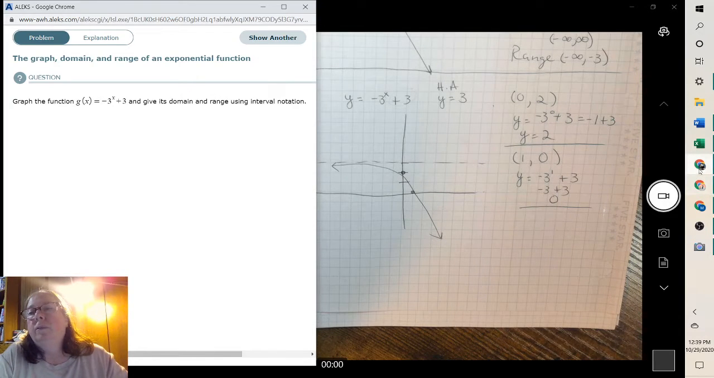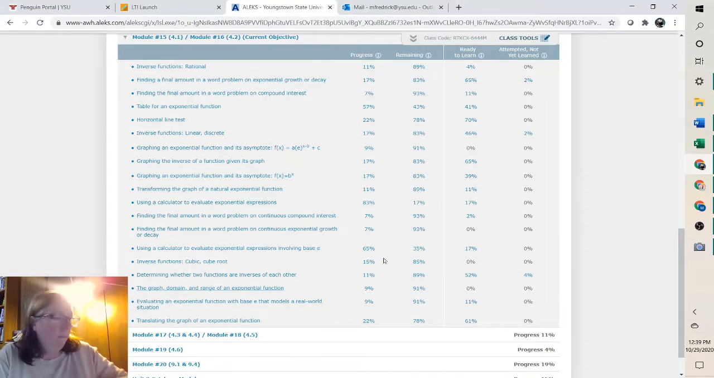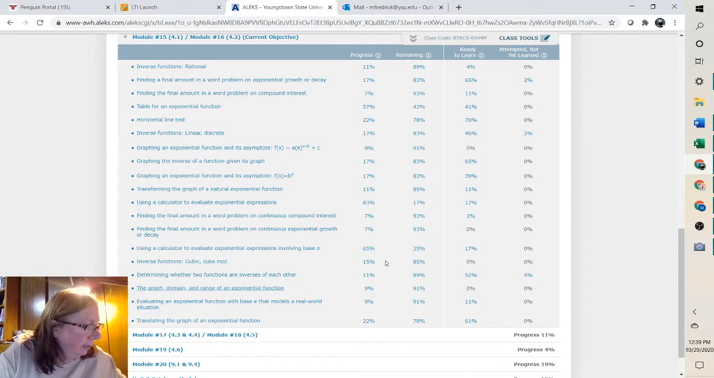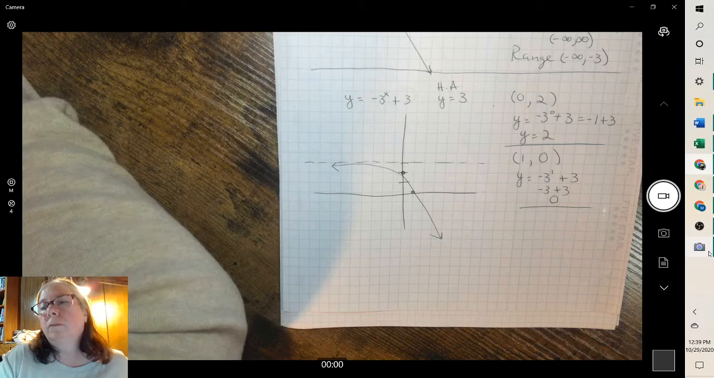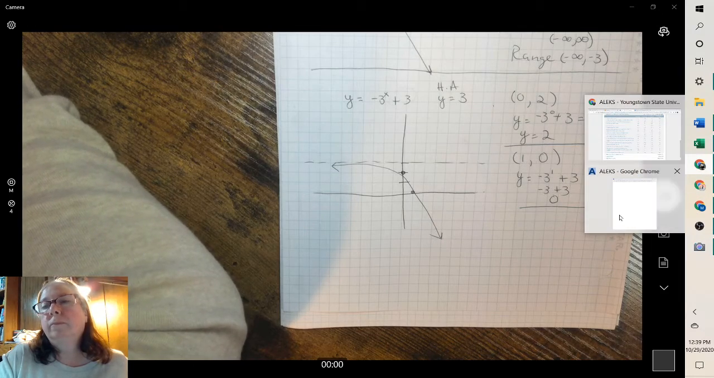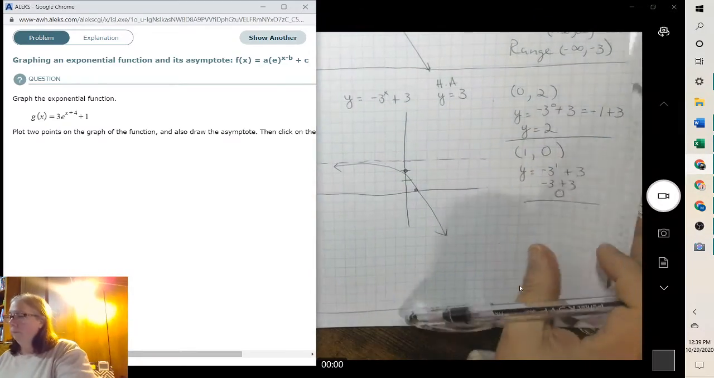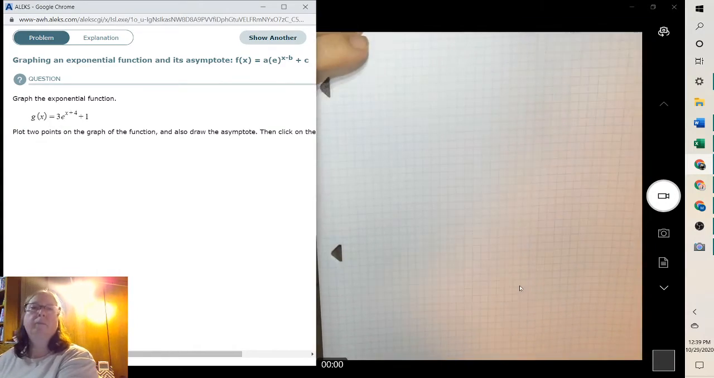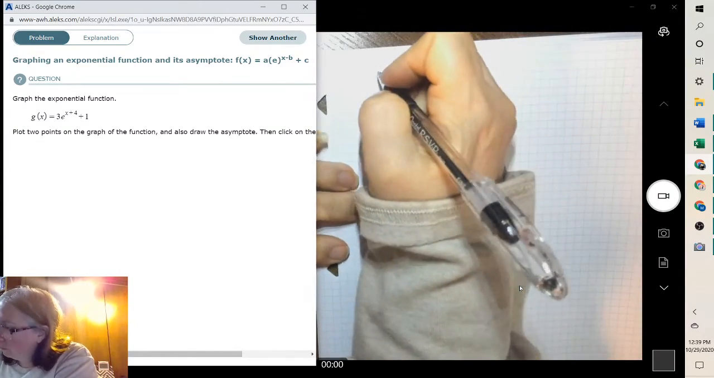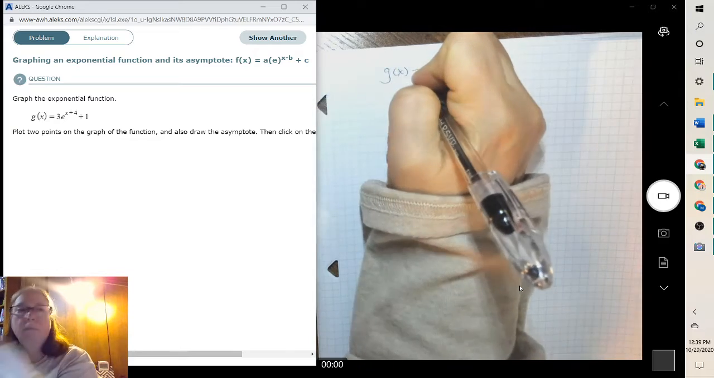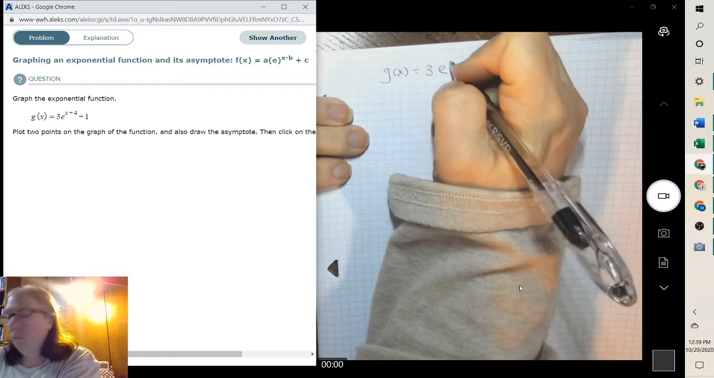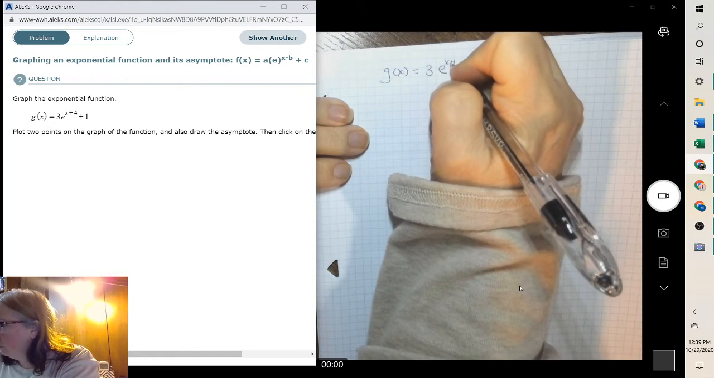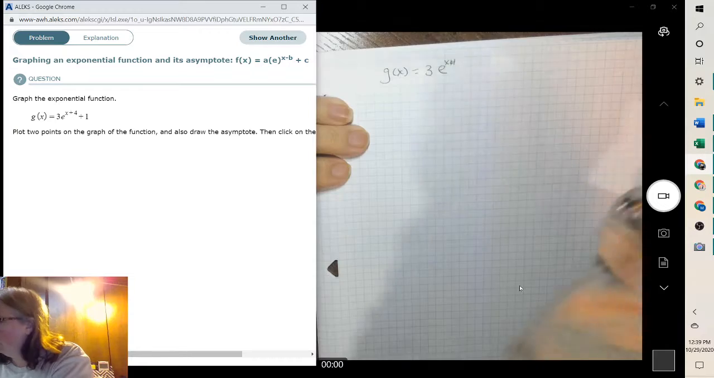And let's try another one. The AE to the X, this one. That's a plus in there.